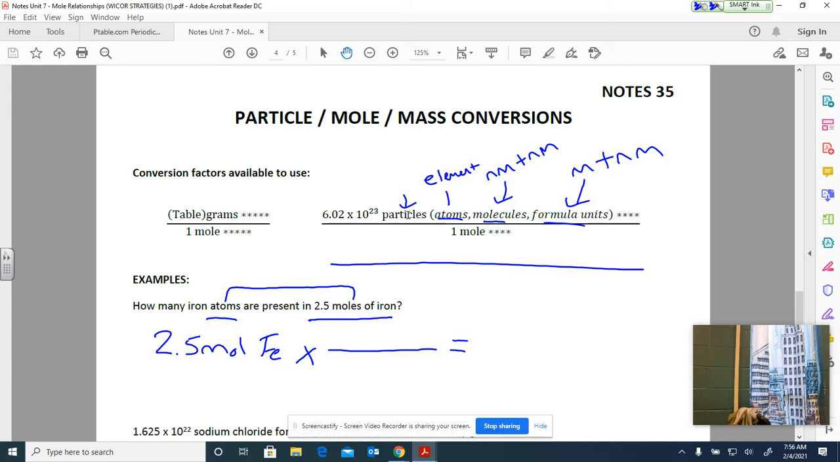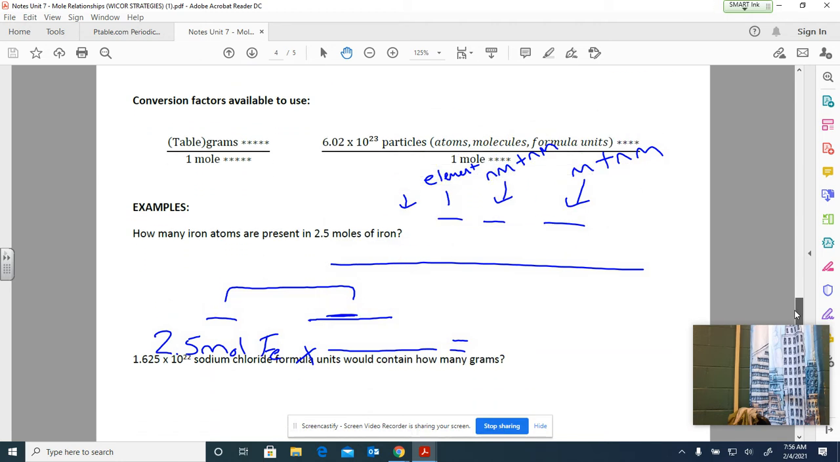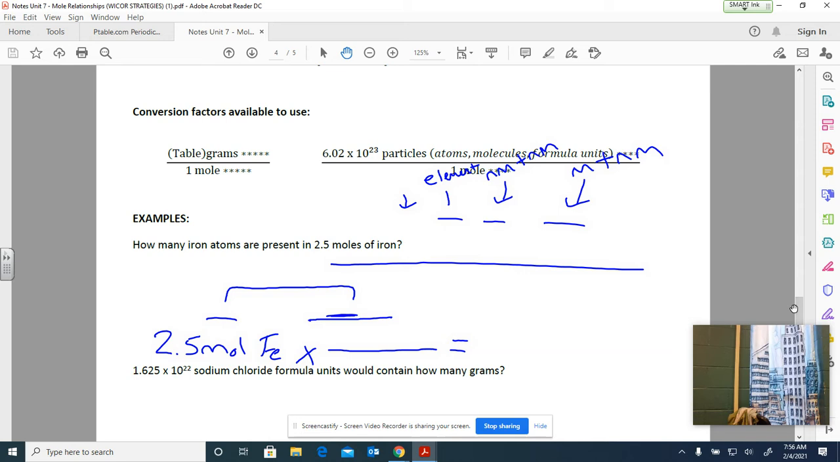And how you know it's going to be a one-step problem, I'm going to go ahead and hint this. If moles is in the question, then it's a one-step problem. Monday next week, when you see that it says I'm going from sodium formula units, so that's a type of particle, to grams.